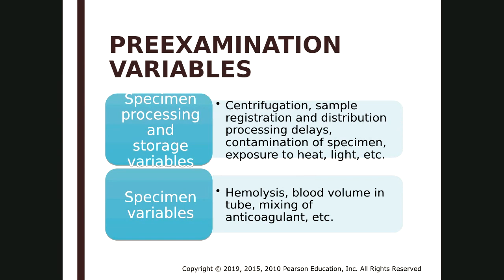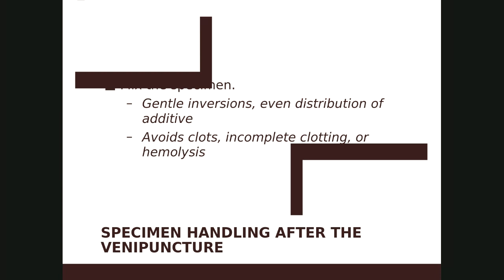Specimen variables include hemolysis, which is the breaking apart of the red blood cells, blood volume in the tube, and mixing of anticoagulants. When the tubes contain an additive, mixing the specimen by gentle inversions is important to ensure even distribution of the additive into the blood. If they're not mixed adequately, tiny fibrin strands or clots may form within the specimen tube and clog instruments, leading to erroneous test results. Mixing the specimen with gentle inversions and even distribution of an additive avoids improper clotting or hemolysis.